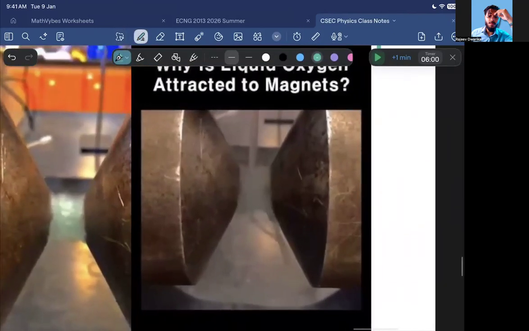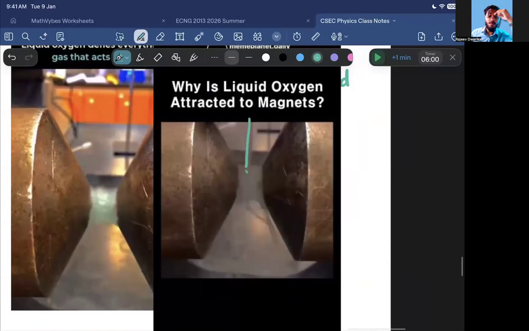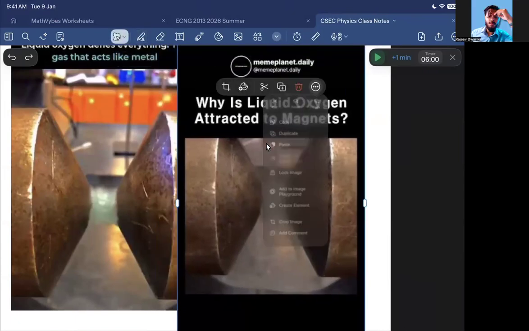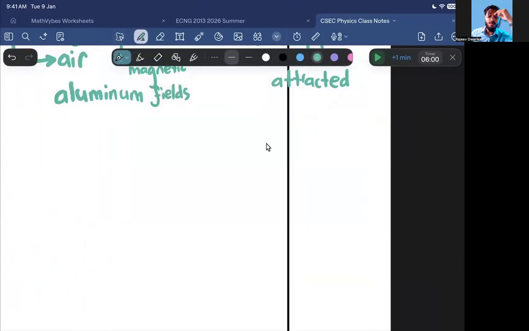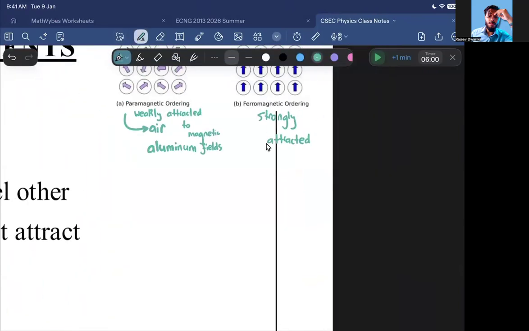I don't know what to see in that, but watch. It looks like this bends towards here. Oh, you see in that? Yes, sir. So air is actually magnetic, but nobody will tell you that. Air is actually magnetic, but very weak, real weak.